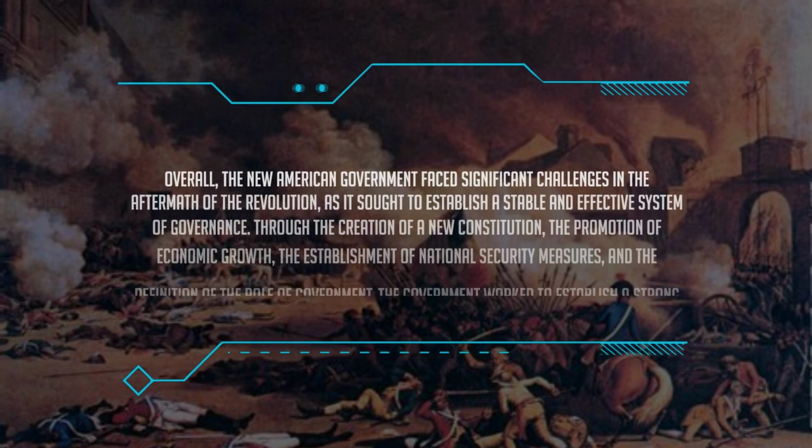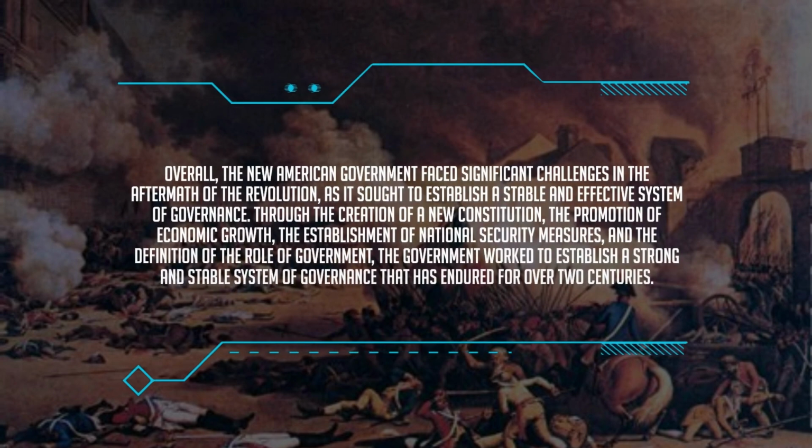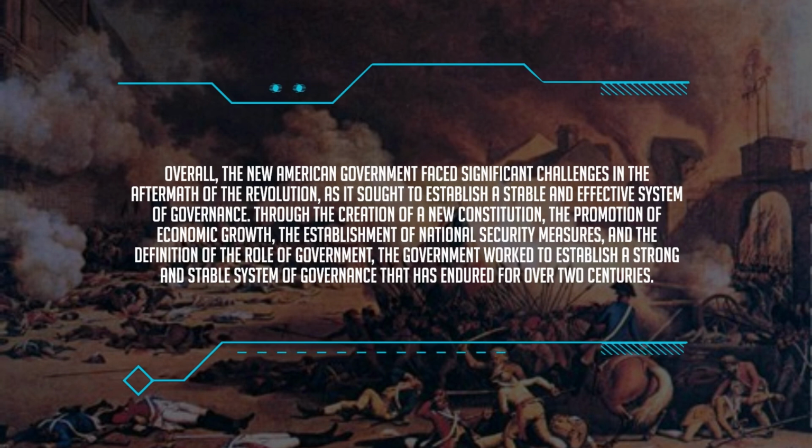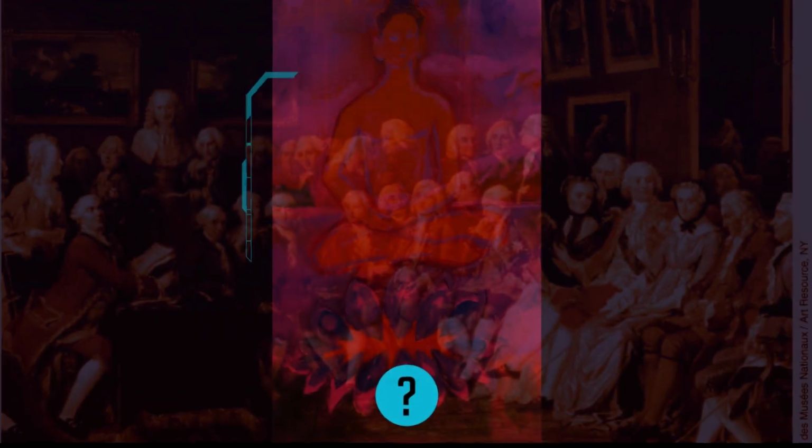Overall, the new American government faced significant challenges in the aftermath of the Revolution, as it sought to establish a stable and effective system of governance. Through the creation of a new constitution, the promotion of economic growth, the establishment of national security measures, and the definition of the role of government, the government worked to establish a strong and stable system of governance that has endured for over 2 centuries.